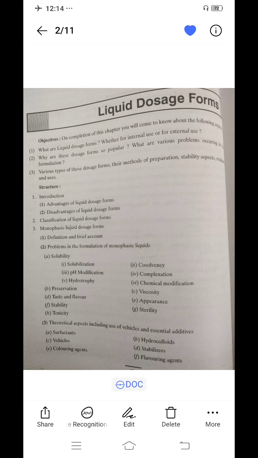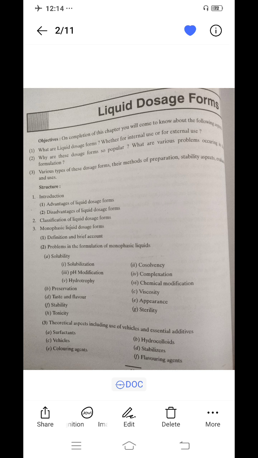The next is neutral. Among the neutral ones, chlorbutanol should be used at 0.5%. Then benzyl alcohol should be used in the concentration of 1%. Then beta phenyl ethyl alcohol should be used between 0.2 to 1%.